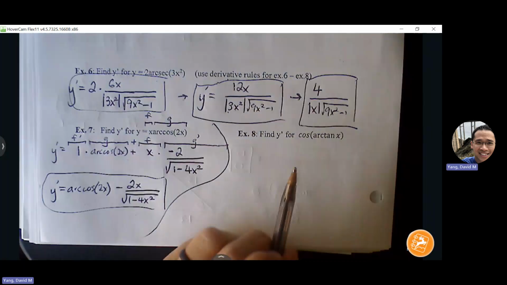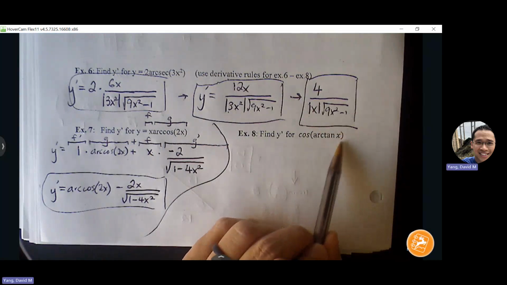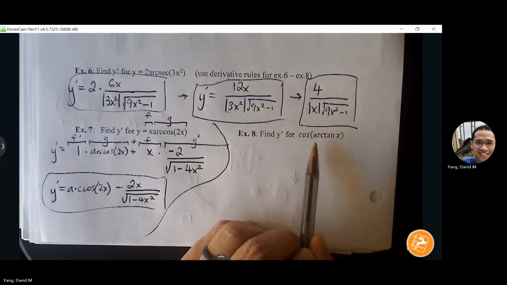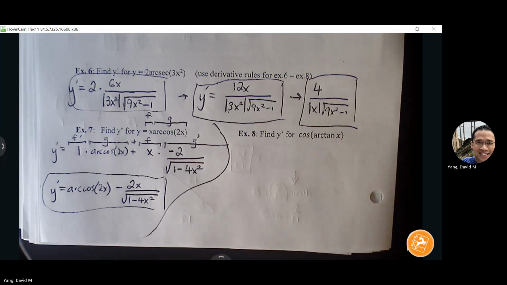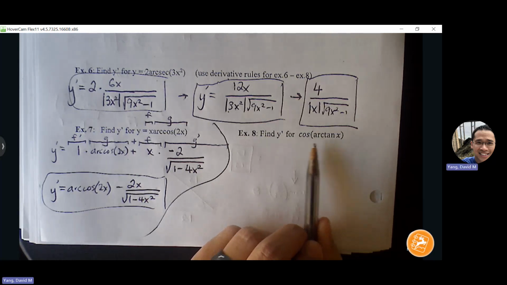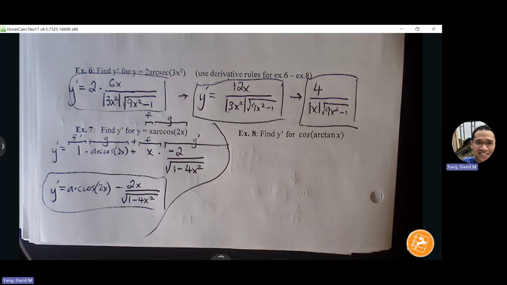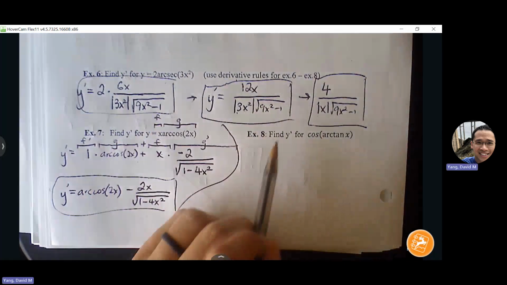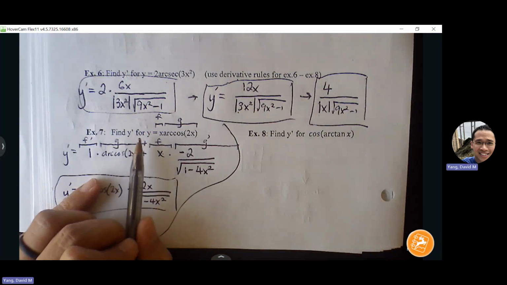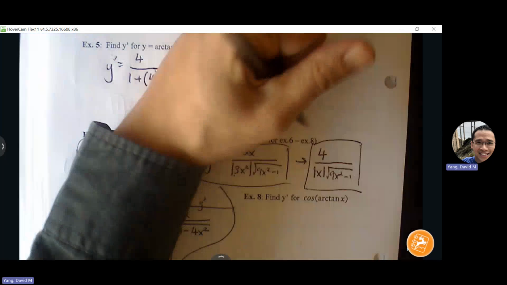Example 8. Find the derivative for cosine of arc tangent of x. What do you notice here? Oh, there's like parentheses around that. Yeah, but what about derivative rule? Anything special that you see? It looks like product rule, right? But it's not quite the same. Maybe, yeah, chain rule.